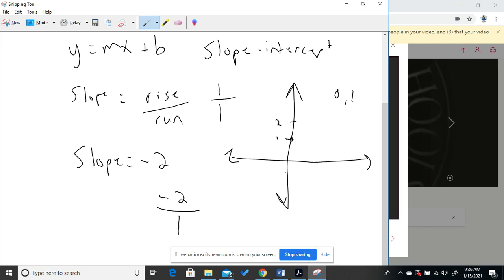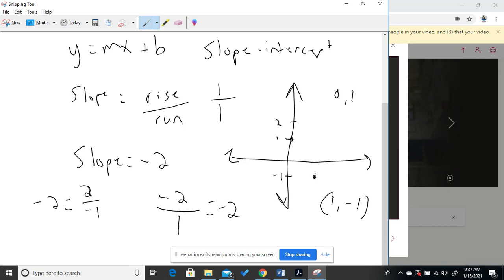So if this is the point 1, we'll make this the point negative 1. So we went 1 point, 2 points, and then 1 point over here. Okay? And that would be the point what? 1, negative 1. And now let's see if our theory holds true. Because negative 2 divided by 1 is equal to what? Negative 2. But what also equals negative 2? Negative 2 also equals 2 divided by negative 1.